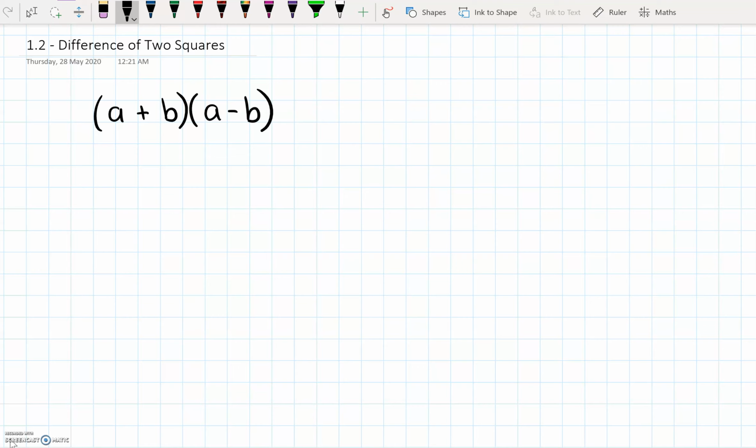We're going to start by expanding this out to have a look at what we get, and then we're going to talk about the shortcut again, just like we did with perfect squares, and also why we call it the difference of two squares. So the first thing we want to do is expand this. So we're going to do good old FOIL again.